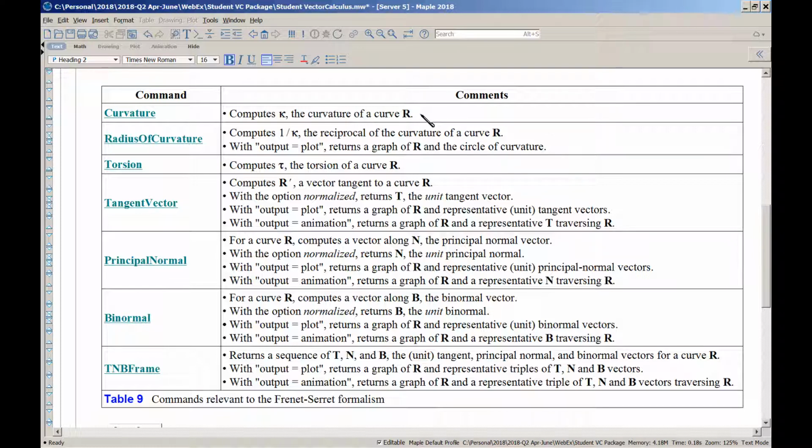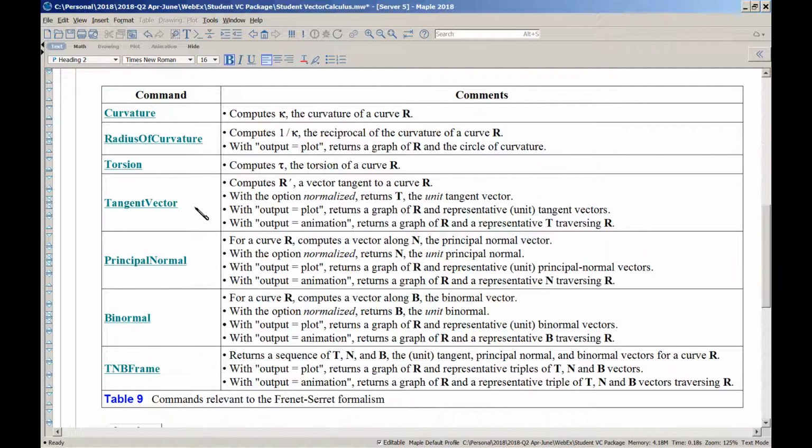Initially, there was only the free vector and the vector field. So you don't compute the curvature of a vector field, so you needed a way of computing the curvature of a curve, so the curve was represented as the free vector. But there's more machinery in Maple now than there was originally. So curvature, radius of curvature, and notice that one of the options to this radius of curvature command is output equals plot, and then you get a graph of the curve and the circle of curvature. Compute the torsion.